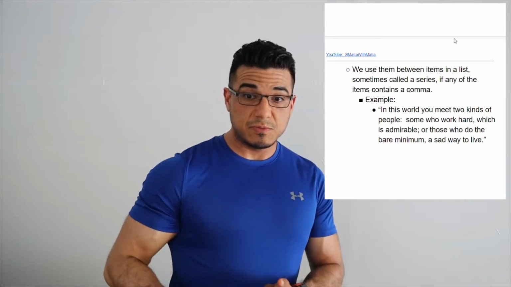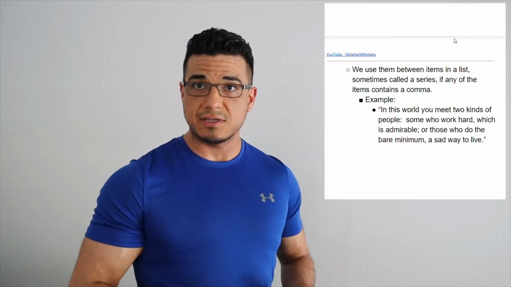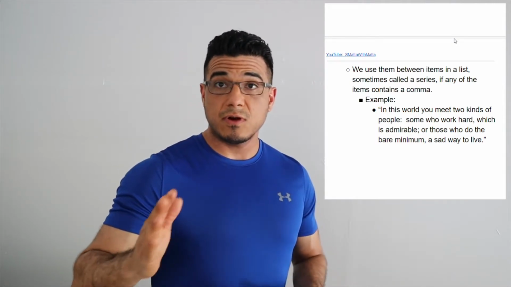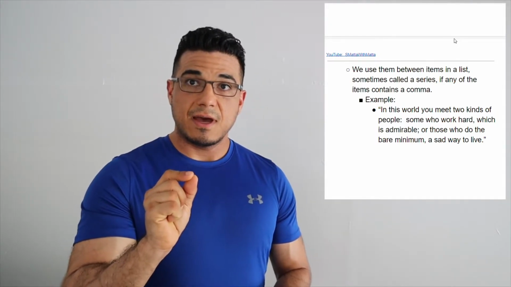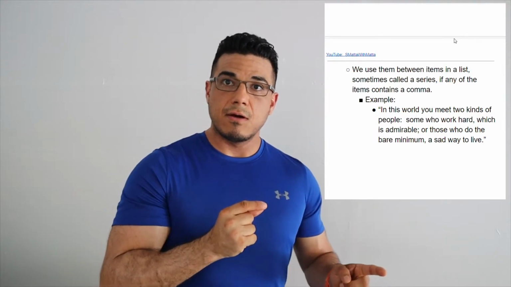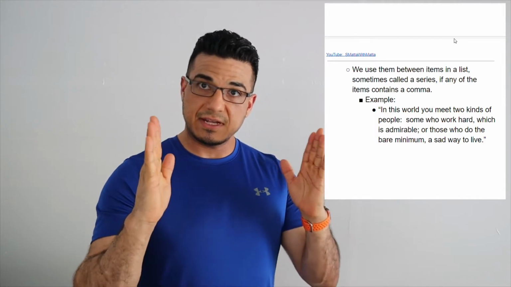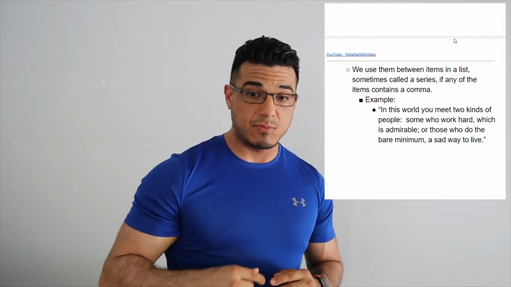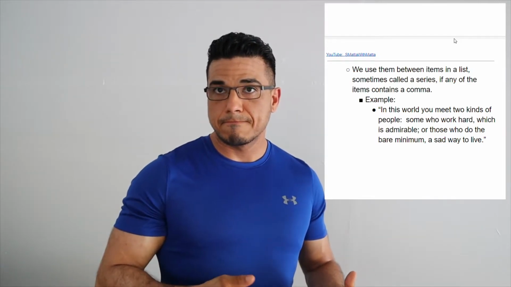So in the example I give, sorry about this, I have to scroll. So in this world, you meet two kinds of people. And now I'm going to set the stage for a series or a list, right? So some who work hard, comma, and see after this comma, I'm not adding to the list, but instead I'm elaborating on what I had just listed, which is some who work hard, right? That's the first part of our list. And my elaboration is, which is admirable. So I'm saying more about it.